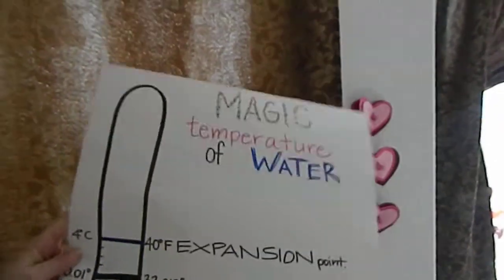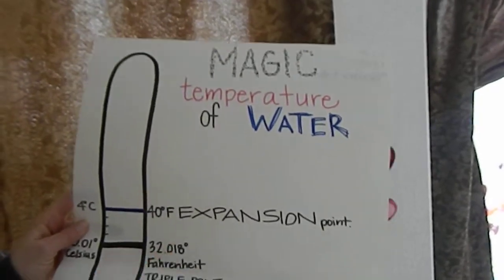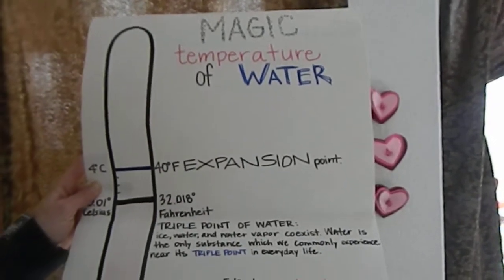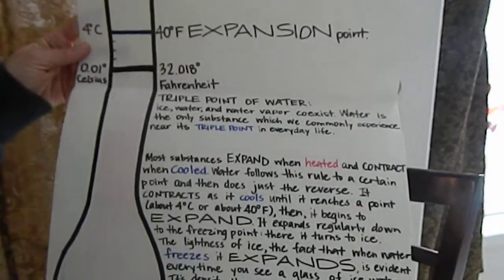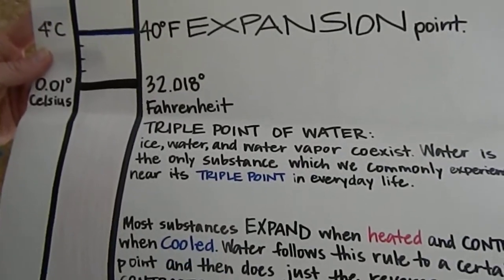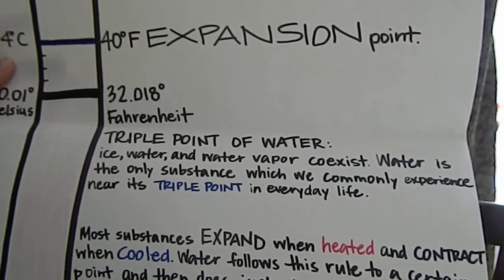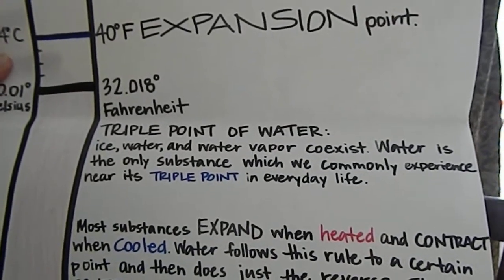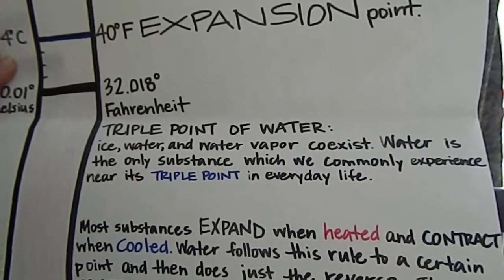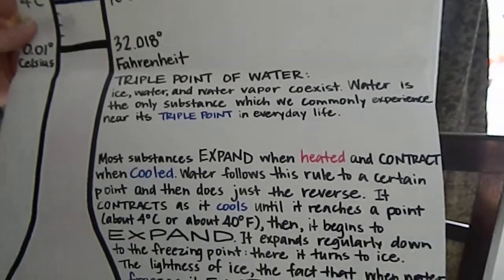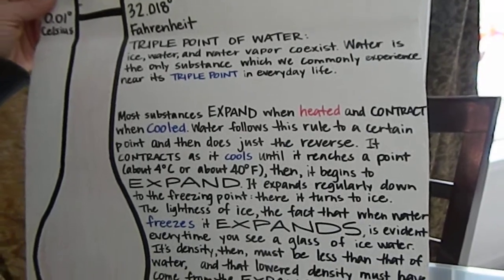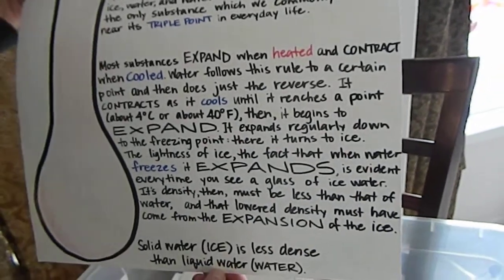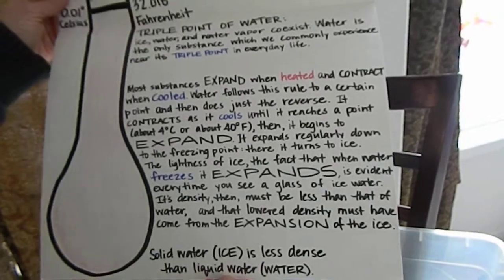This is the only center where we're really talking about ice as a form of water. This poster talks about the magic temperature of water where it freezes, and it's probably a really good poster for 3rd and 4th grade. You could read it word for word if you wanted to, but it talks about the triple point of water where ice, water, and water vapor coexist. Water is the only substance in which we commonly experience near its triple point in everyday life. Then it talks about the heating and cooling, expansion and contraction of water, and the gases that make water, and the frozen solid water.